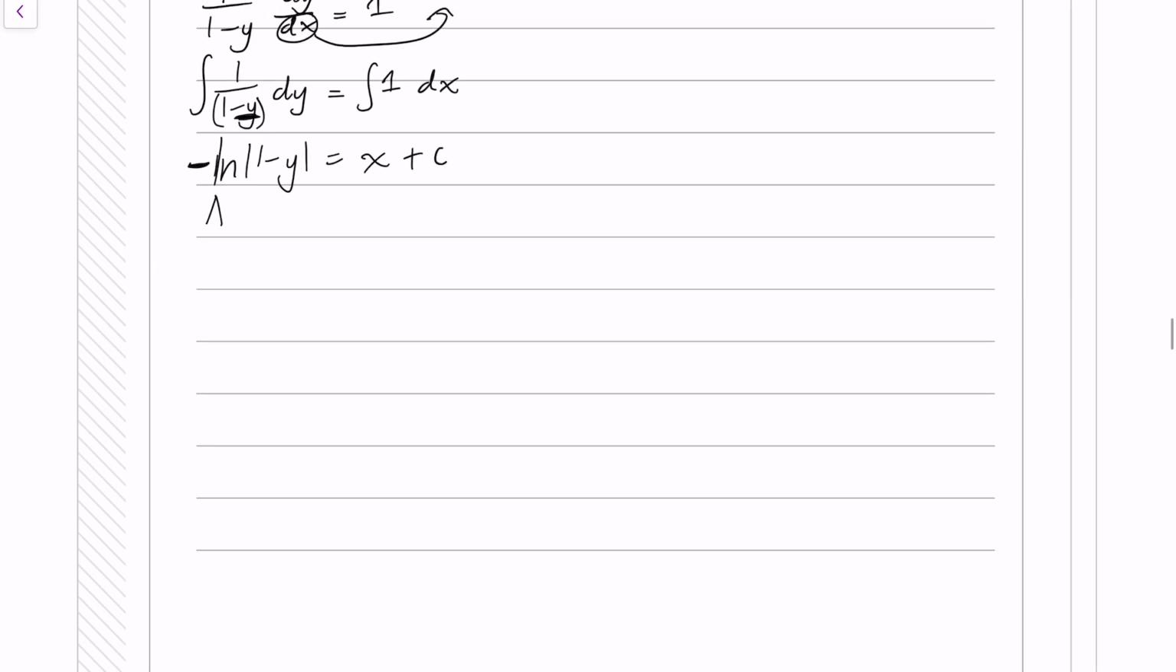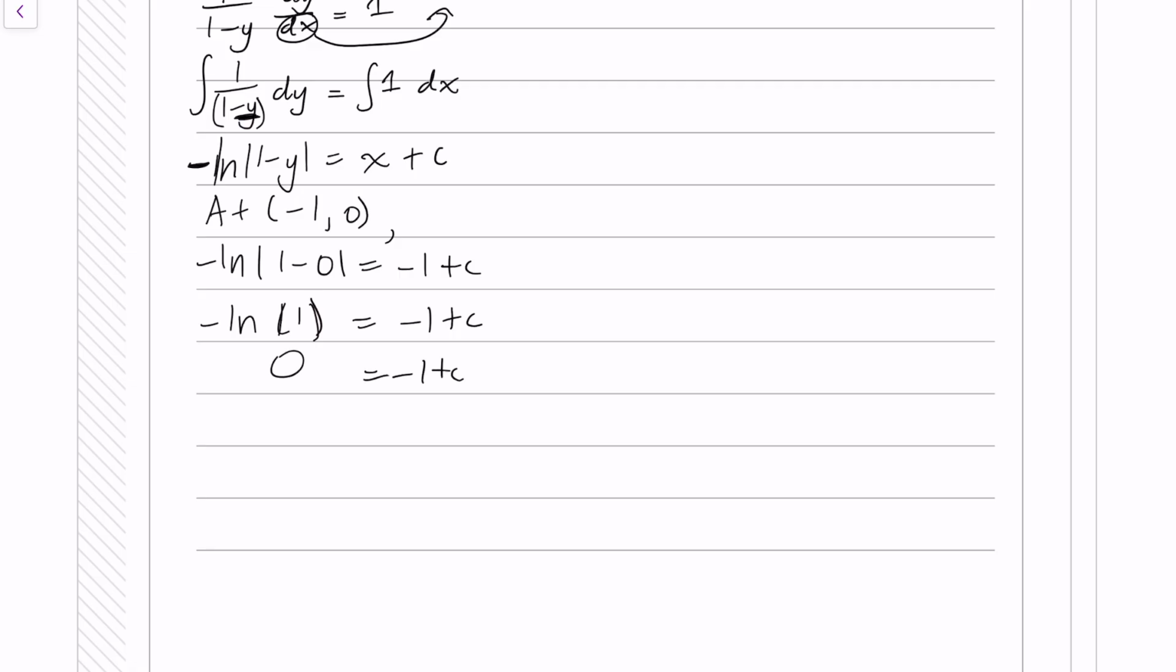I know that at my point (-1, 0), I can just substitute that to find c. So negative ln 1 minus 0 equals -1 plus c. That's negative ln of 1 equals -1 plus c. Ln of 1, anything where we have a log with the number in the bracket being 1, is just going to be 0. And that means that c is equal to positive 1.